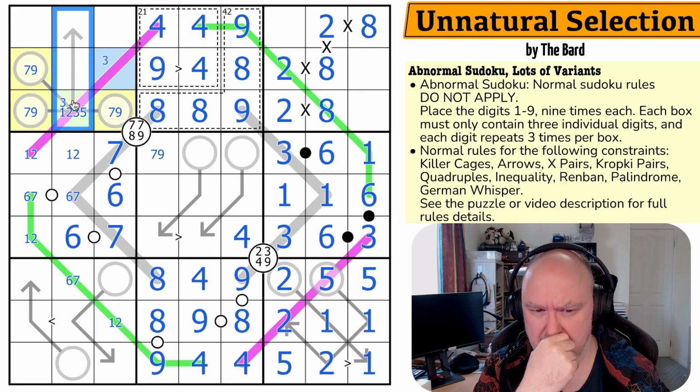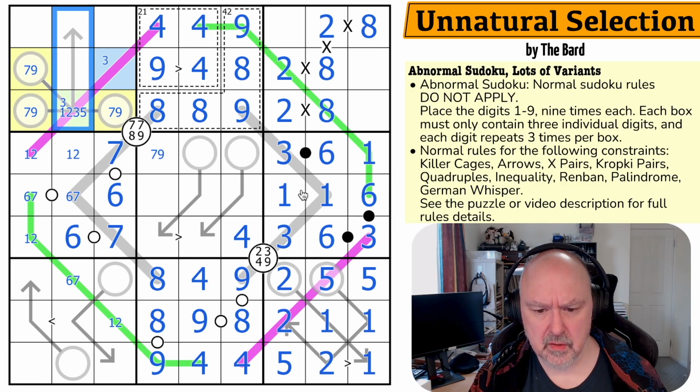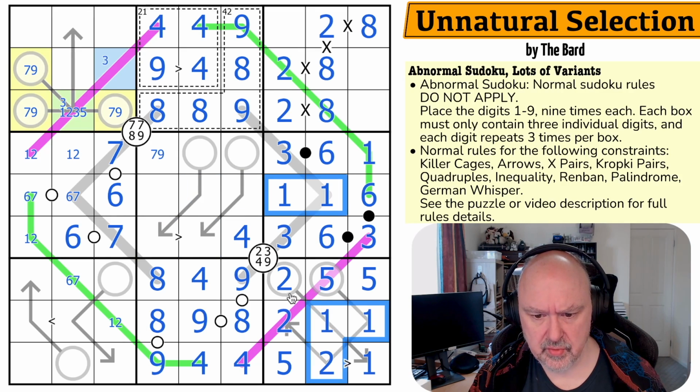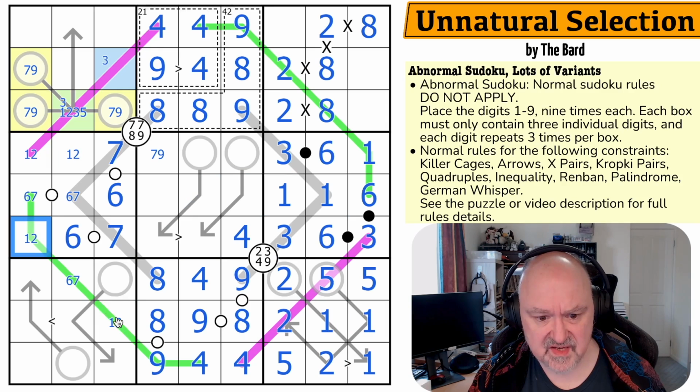Yeah, I'm not sure. But I think that means I've got... These can't have 1s and 2s in them. Because 1, 2... They're where the 1s and 2s go. These are different now, by the way. These are different. So this is a 7.